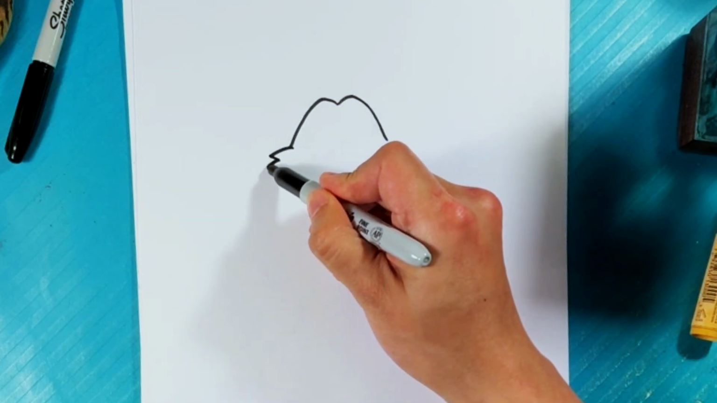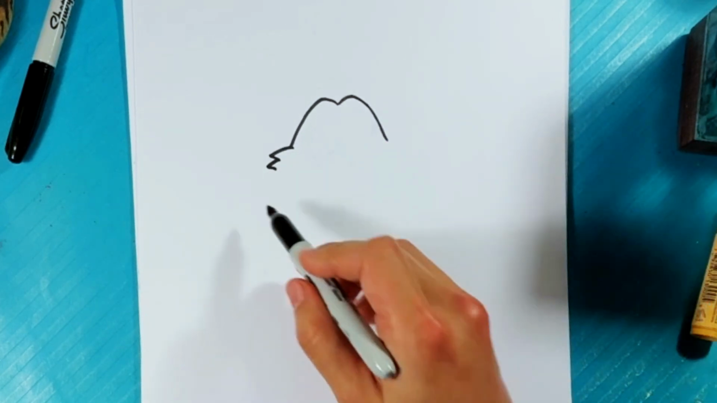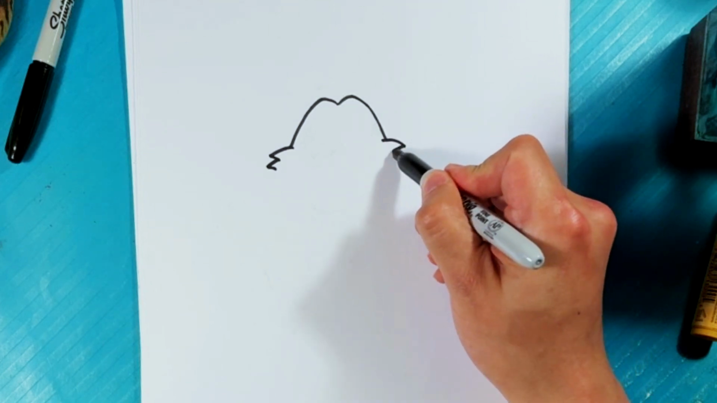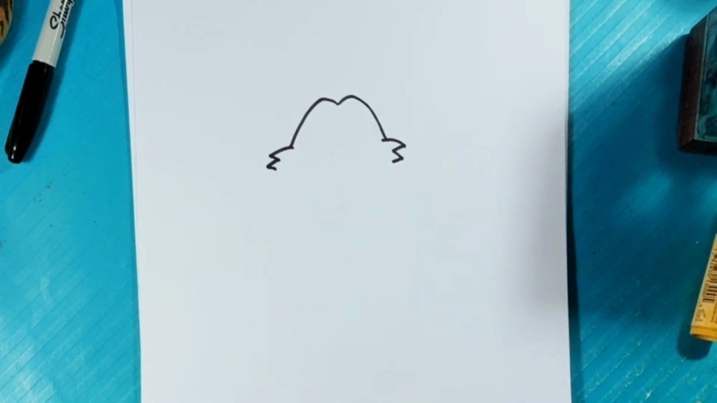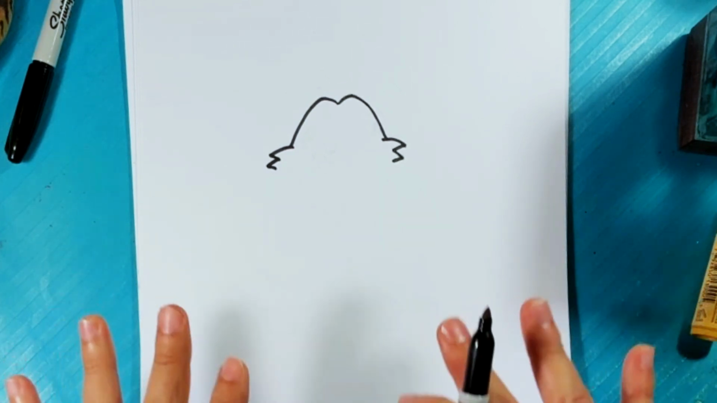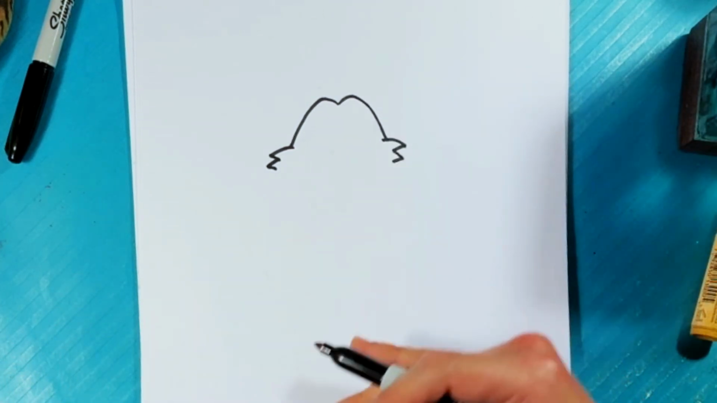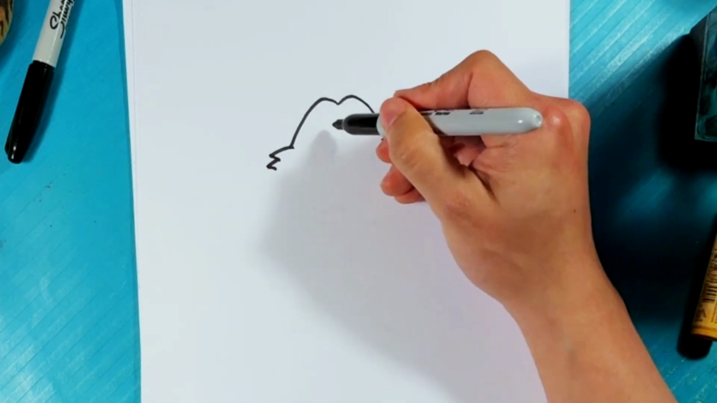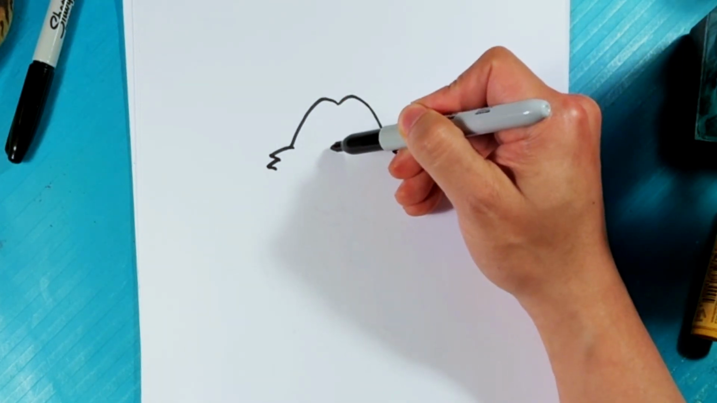Line out, in right there for his cheek. Out, in right here for the other side of his cheek. Okay? And we're going to leave it like that for a second. Now, we're going to go into his eyes first. So the order is going to be all over the place.